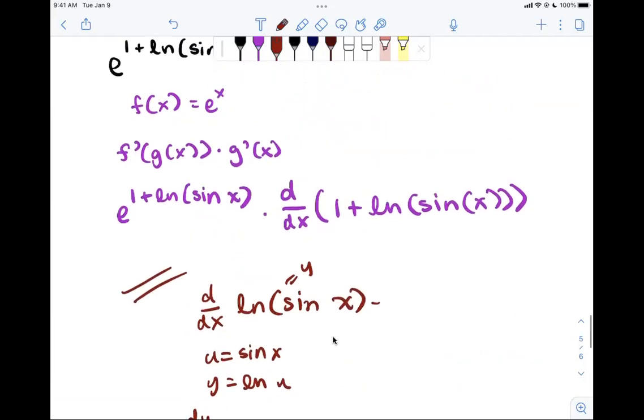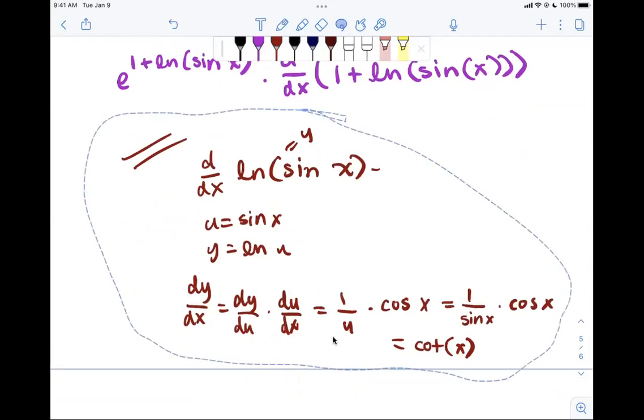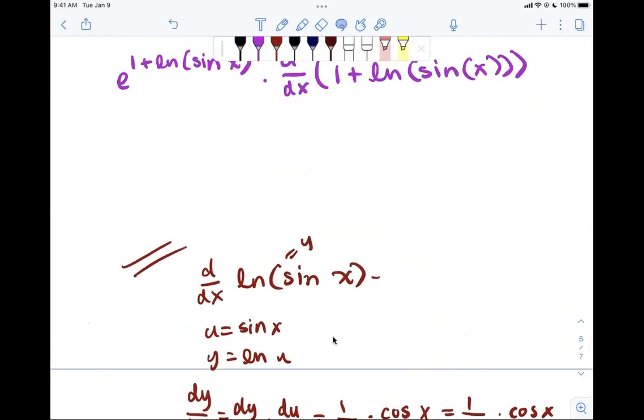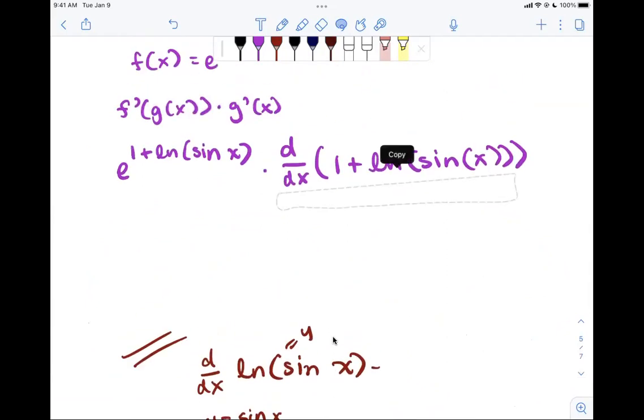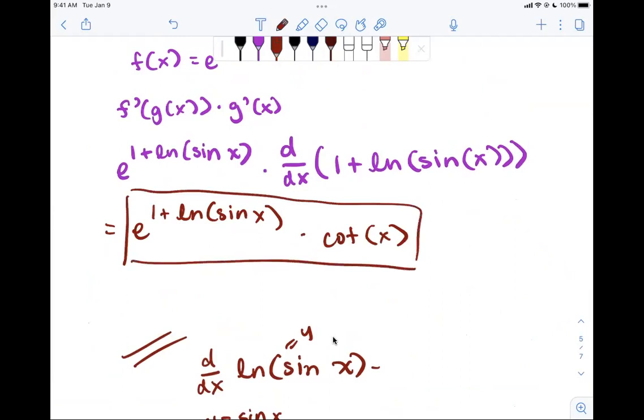So now we can go back here. Let's move this out of our way. This derivative is cotangent x. So the final answer is e to the 1 plus the natural log of sine of x times cotangent x. And that's it. So basically, even though we had multiple nested functions, we could apply the chain rule multiple times to find the derivative.